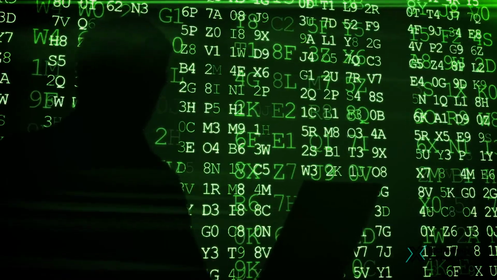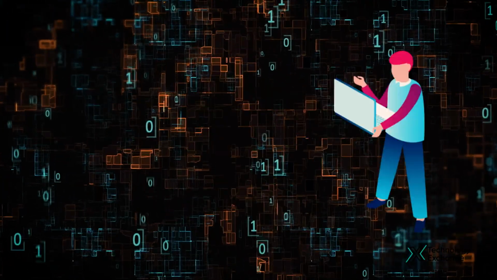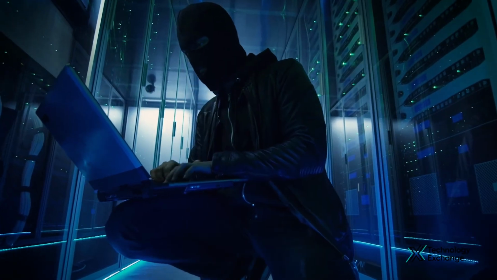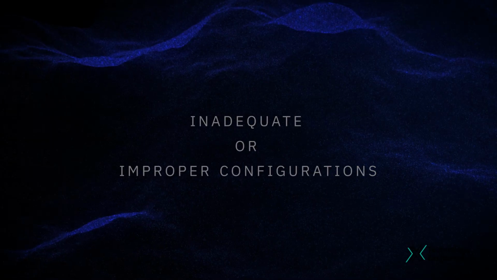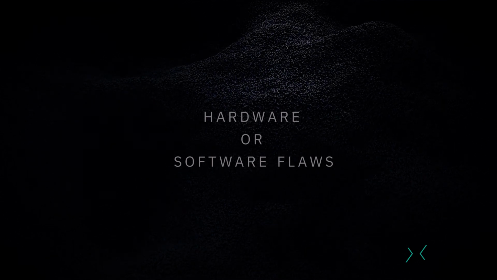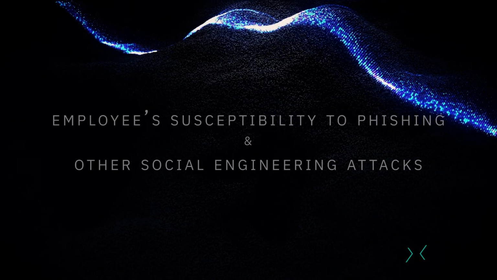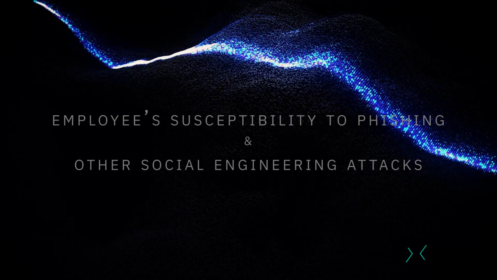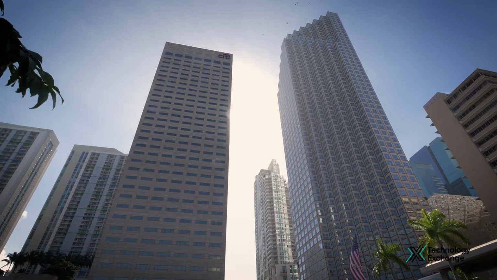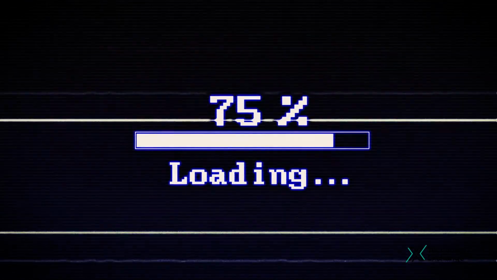Performing a pen test means performing a controlled form of hacking through hired professionals acting on a business's behalf without damage. It's a method of acting like criminals and discovering factors that could be exploited, such as inadequate or improper configurations, hardware or software flaws, operational weaknesses in processes or technical countermeasures, and employee susceptibility to phishing and other social engineering attacks. As new cybercrimes are arising daily, stories even from industry giants that are assumed to have robust and impossible to pierce security systems are being hacked.